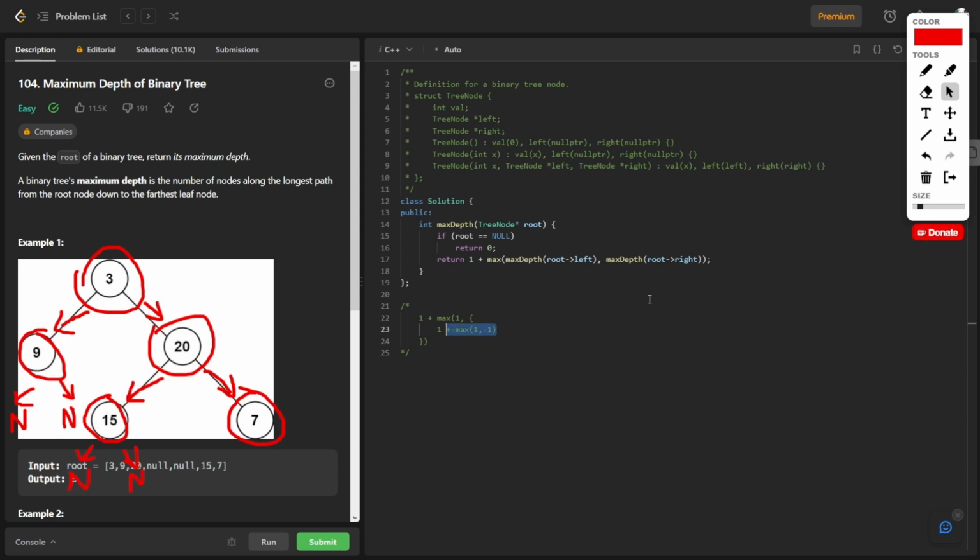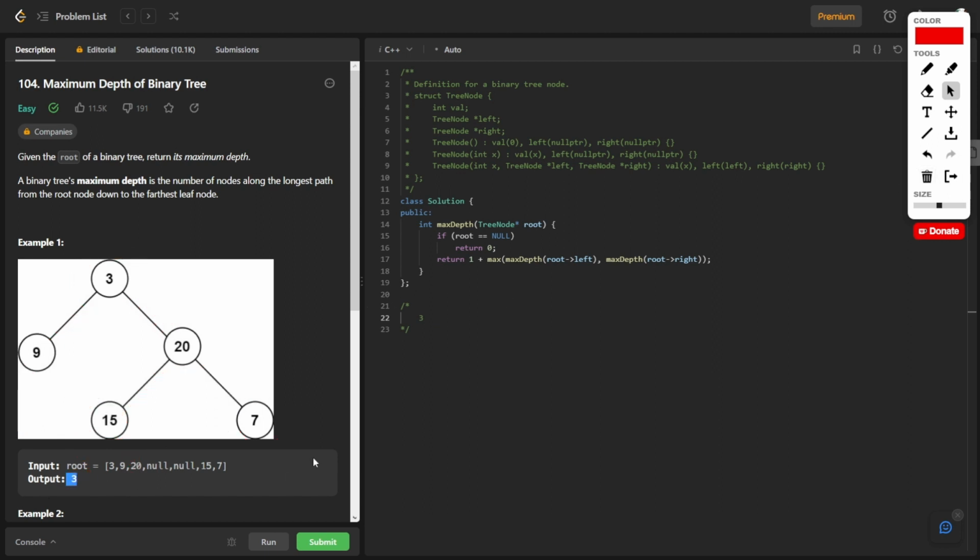Maximum of 2 ones is still 1. 1 plus 1 is 2. So the maximum of this is 2. We are back at our root node again. The maximum of the left branch and right branch is, let me erase that. The maximum of the left branch, the depth, is 1, and the maximum depth of the right branch is 2. Obviously this is the maximum, so we get the max, which is 2, and 1 plus 2 is 3, which is our answer.